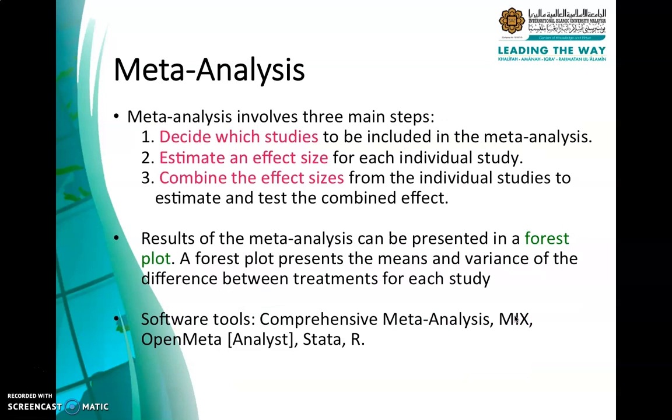All right. Meta-analysis involves 3 main steps. The first step is we have to decide which studies. Remember, we cannot include studies that are not homogeneous. We only consider studies that are quantitative and homogeneous. So we have to decide which studies to include in the meta-analysis. That's number 1. Secondly, we have to estimate the effect size for each individual study.